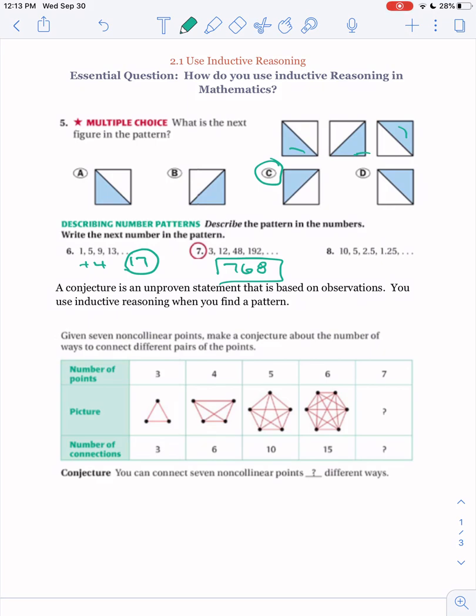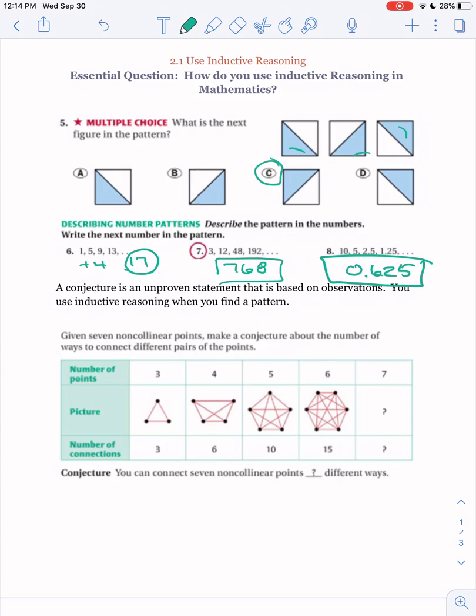And the last one, 10, 5, 2.5, 1.25. It looks like we're cutting it in half or multiplying by 1/2. So I'm going to take that 1.25 and divide it by 2. So the next number in the sequence would be 0.625. A conjecture is an unproven statement that is based on observation, and that's what we've been doing.